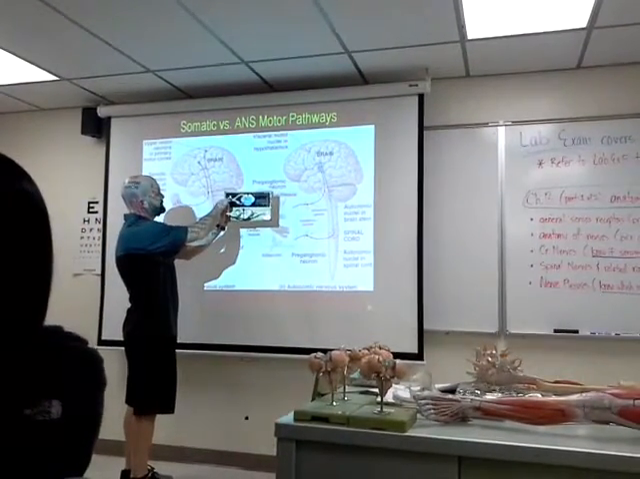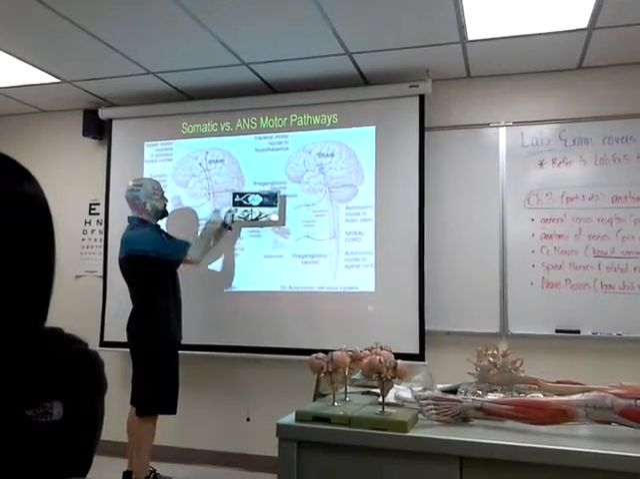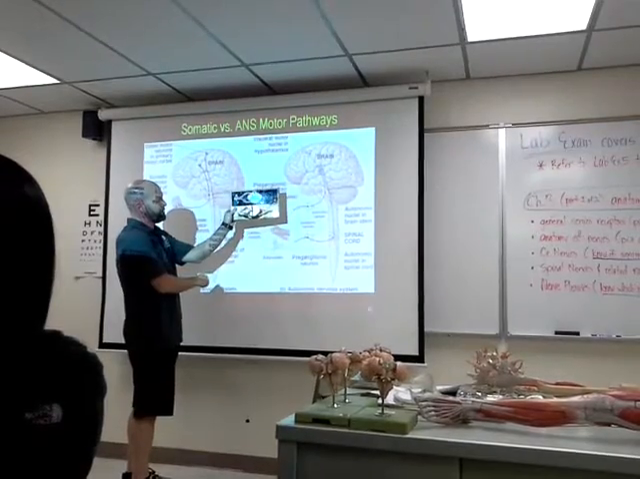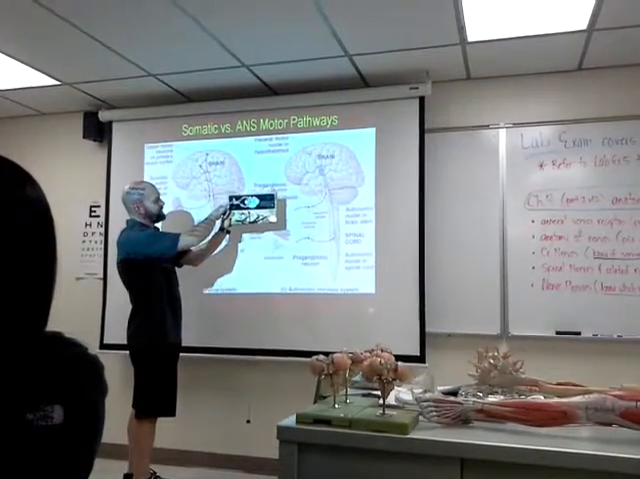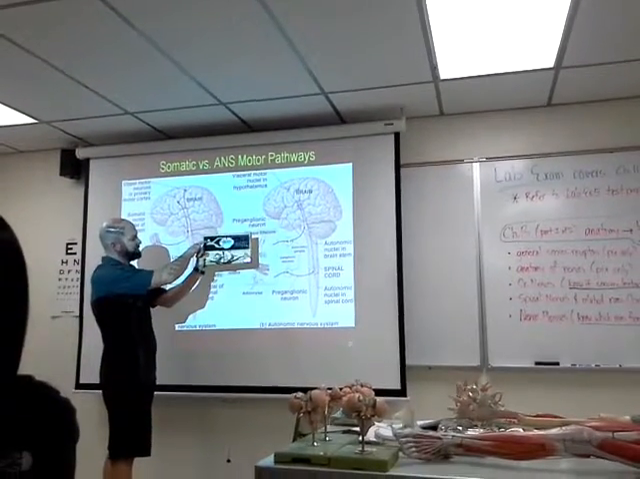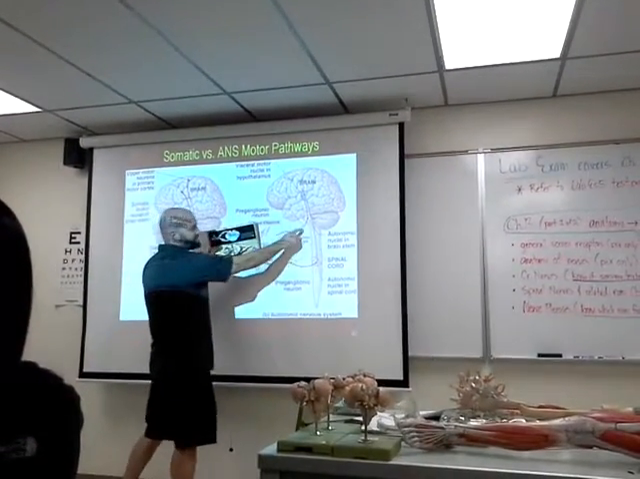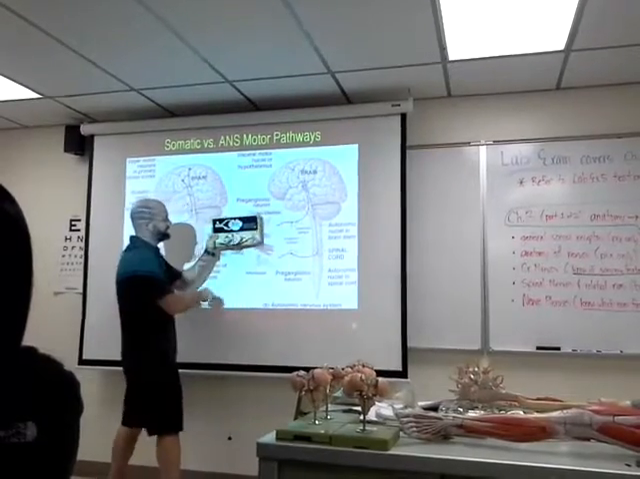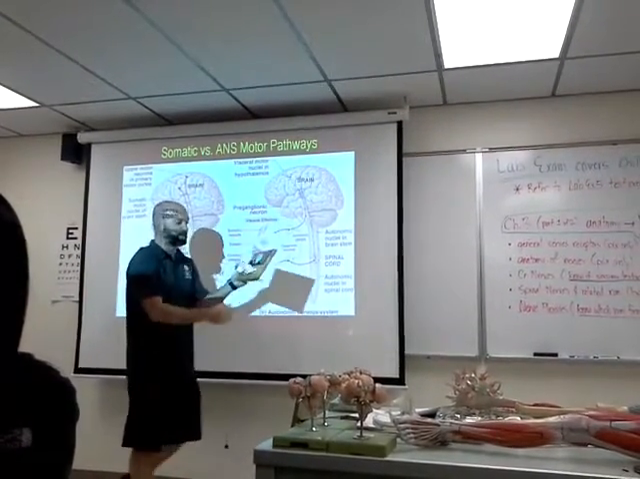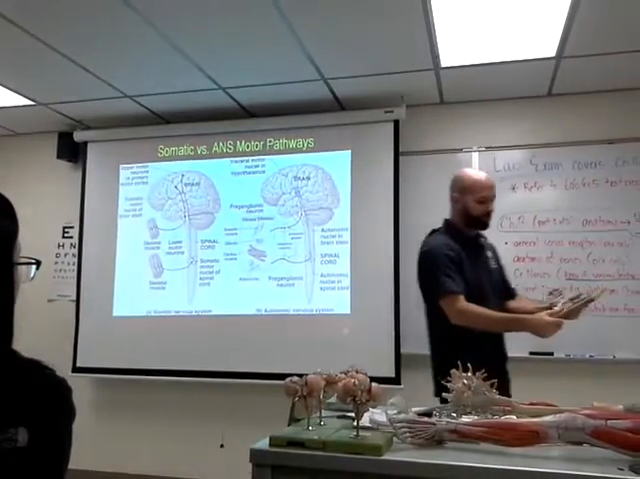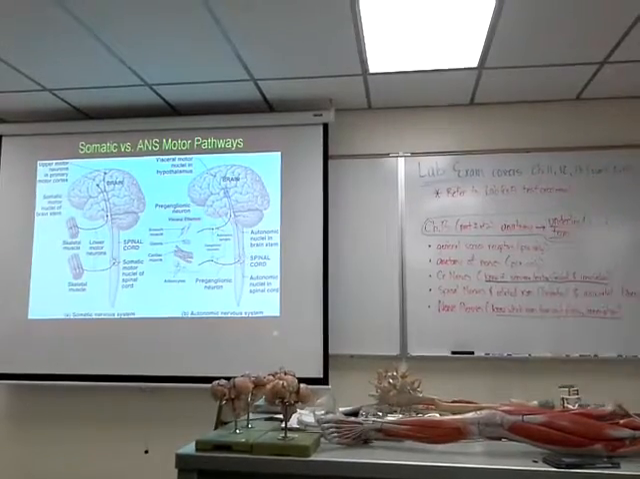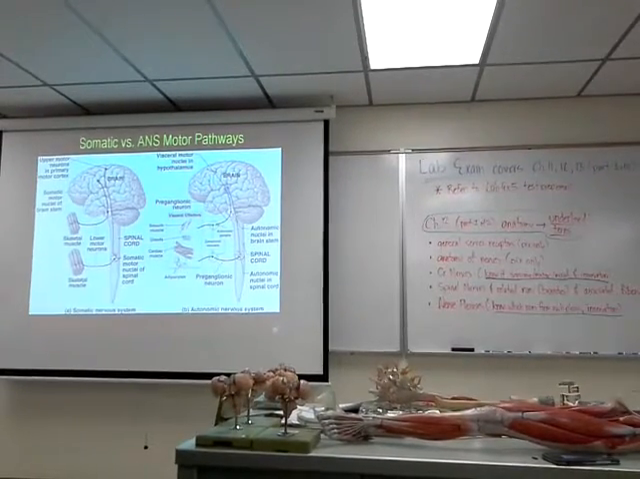So you've got these two branches side by side right here. Those are rami communicantes. That's what these two little things are here. One is called the white ramus, and the other is called the gray ramus. The white ramus is white because it contains type B fibers, preganglionics. The gray ramus is gray because it contains type C, unmyelinated axons, postganglionics. We'll talk more about autonomic in chapter 14.